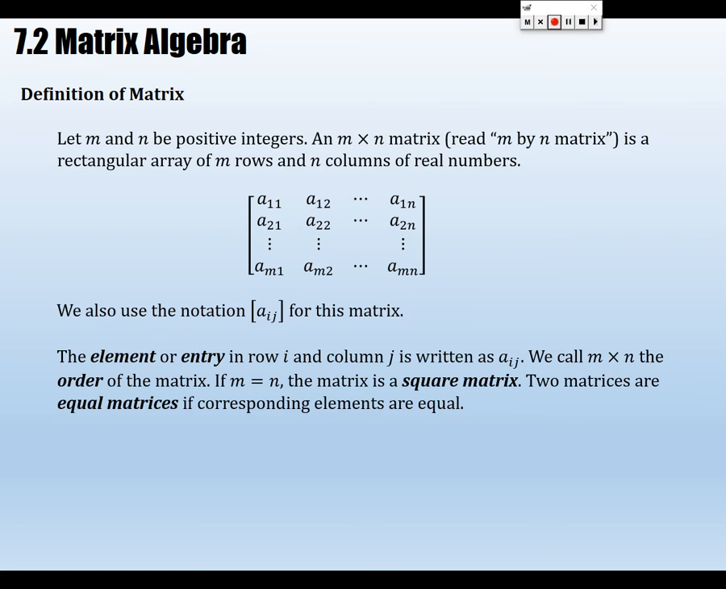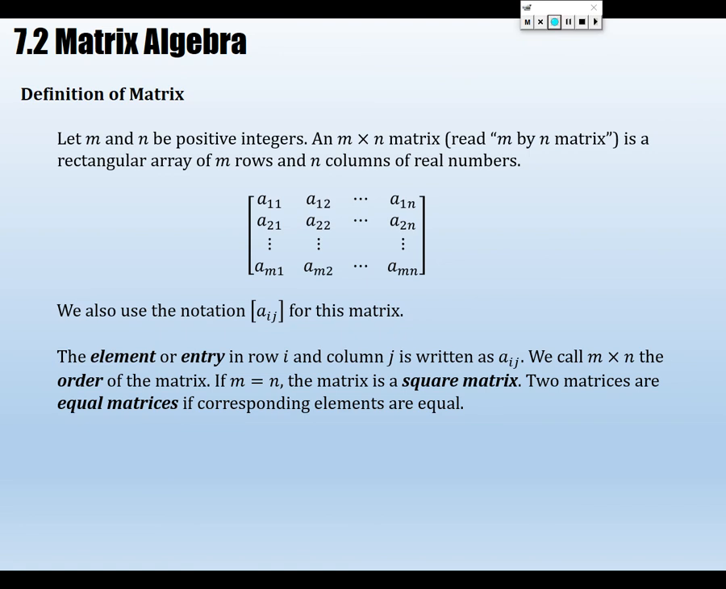We always read the dimensions of a matrix in rows by columns: m rows by n columns. So if you're talking about a 3 by 4 matrix, you're talking about a matrix that has 3 rows by 4 columns. No one ever does anything different than that. Rows by columns, okay? It's just a convention. It's just how we say it.